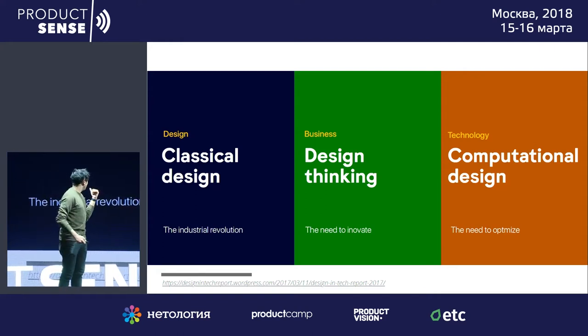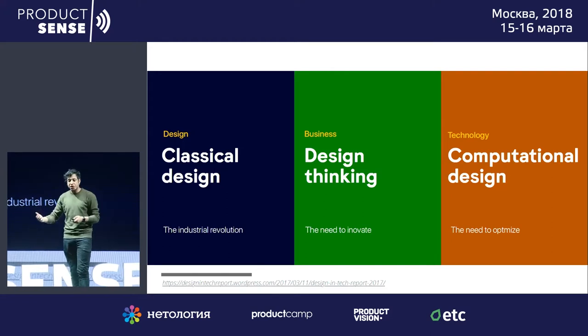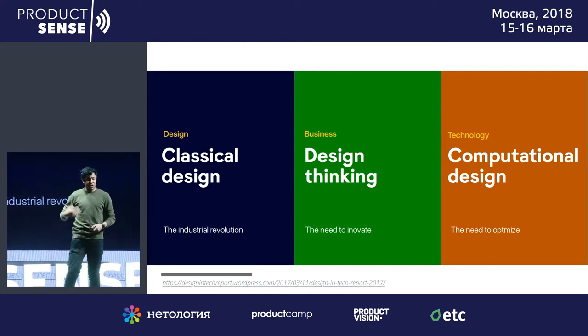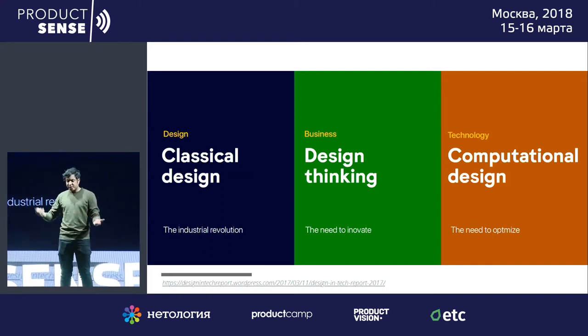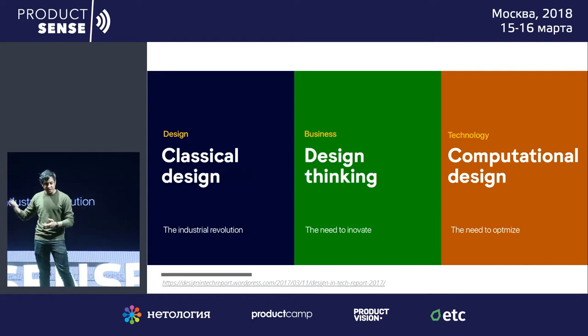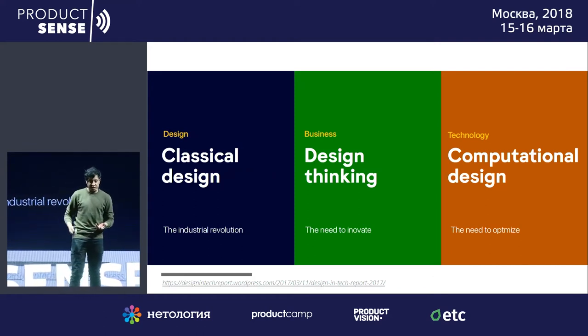So basically, in the past, we had the classical design, which came from the Industrial Revolution and is why design became a thing. Everybody can build products at scale. But what differs one product from the other? Then the Germans and the Swiss started investing a lot in design. And that's where the classical design started.